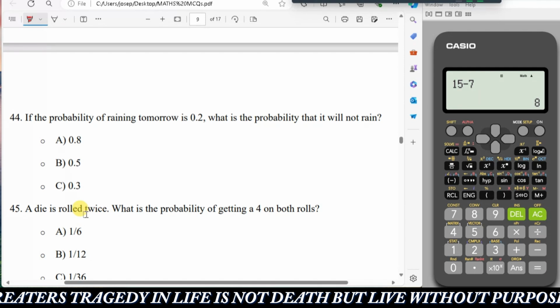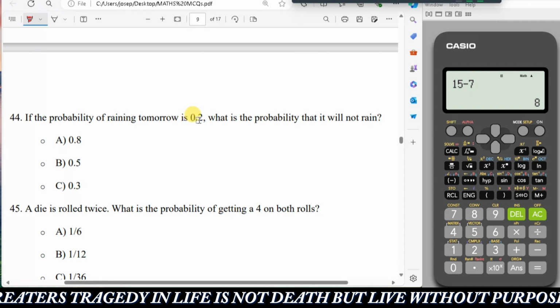Alright. Number 44. If the probability of raining tomorrow is 0.2, what is the probability that it will not rain? Now the probability is always out of 1, so it's between 0 and 1. So once you have the probability of an event occurring, take it from 1 and you get the probability of it not occurring. Vice versa, if you have the probability of it not occurring, take it from 1 to get the probability of it occurring.